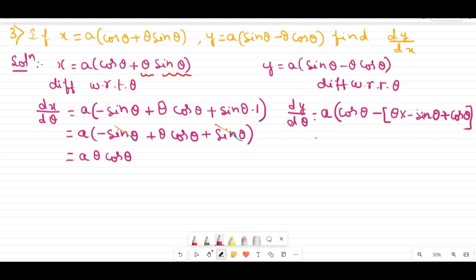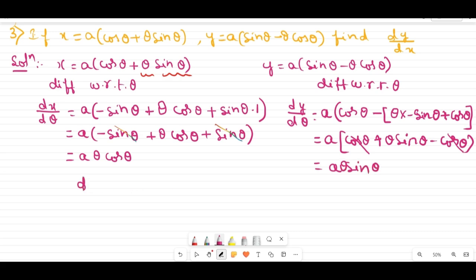So now what I will do here, a into cos theta as it is, I am writing minus. See, if you consider minus to both inside the bracket, what you will get? Plus theta sin theta minus cos theta. So plus cos theta minus cos theta, both will get cancelled. I will write down the remaining terms, that is a into theta sin theta. So finally, dy by dx, that is what they have asked.